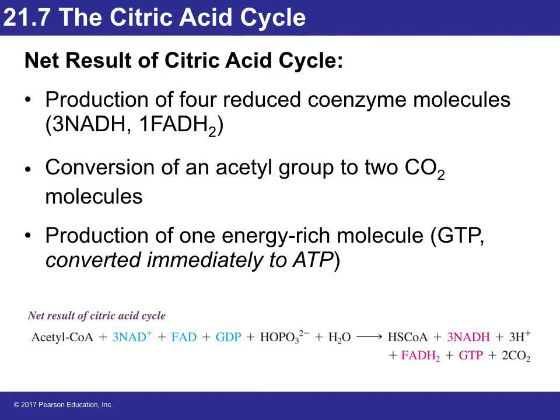So the net result of the citric acid cycle, which is what I would like you to memorize: you have here what I call intermediates. You don't need to memorize the 4 reduced coenzyme molecules, but you need to know you have 3 NADH, 1 FADH2 that will be released and intervene in the last step. Conversion of the acetyl group to 2 carbon dioxide molecules and production of 1 energy-rich molecule that will become ATP per cycle.